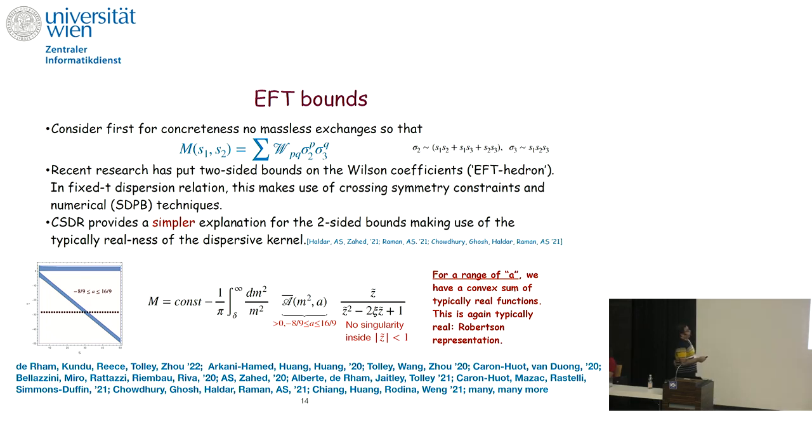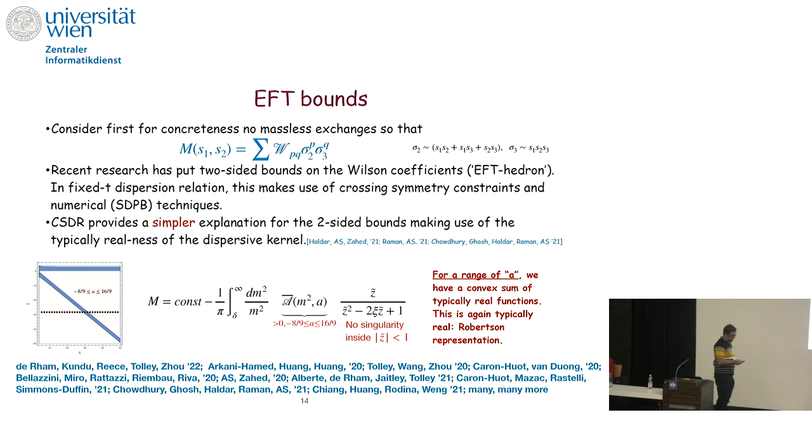The way that you derive two-sided bounds on these Wilson coefficients, the standard method, is that you use the fixed T dispersion relation. You use the crossing symmetry constraints, which are equivalent to the locality constraints that I talked about. And you use numerical SDPB techniques. Now, the crossing symmetric dispersion relation provides a simpler explanation for the existence of these two-sided bounds, making use of this Herglotzness or typically realness of the dispersive kernel.